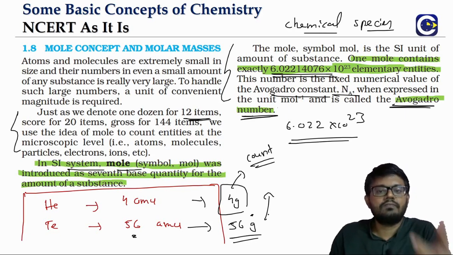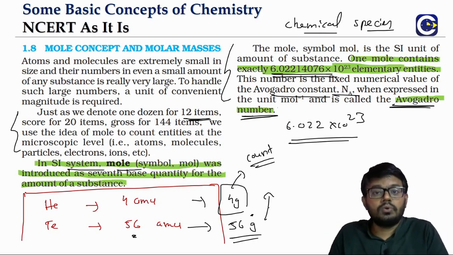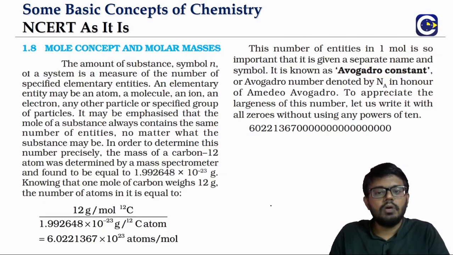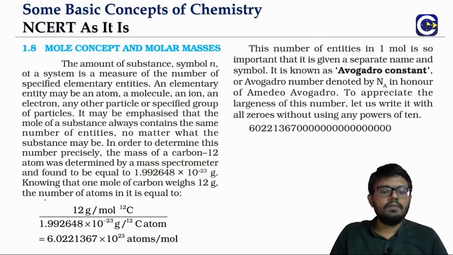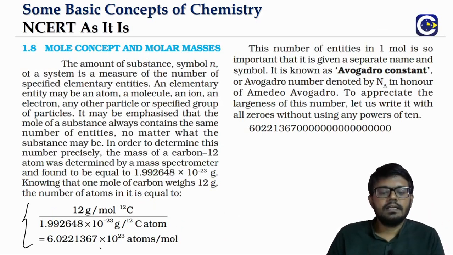It is used to define 1 mole. 1 mole means what? A collection of 6.022 × 10^23 entities. It can be atoms, it can be molecules. So the way we talked about it, how do we get this number?